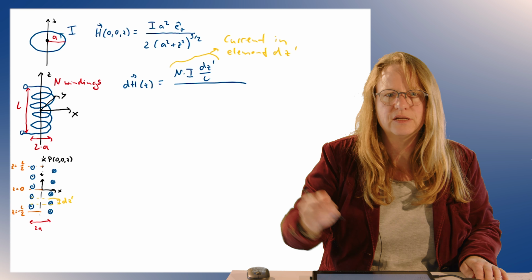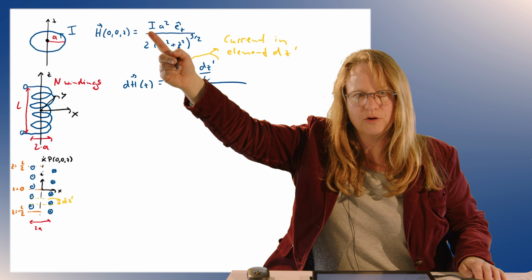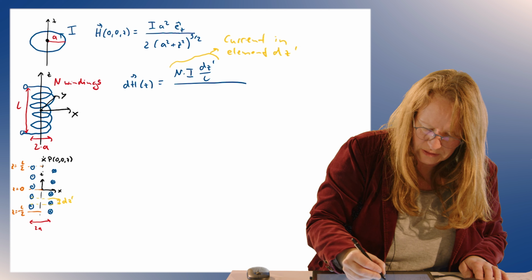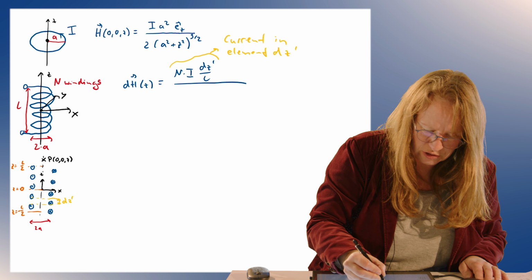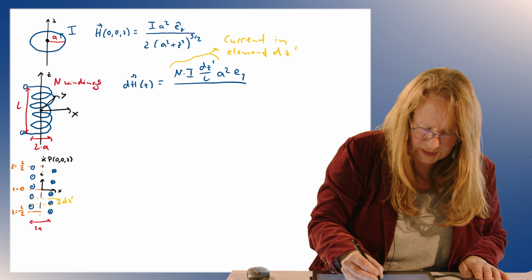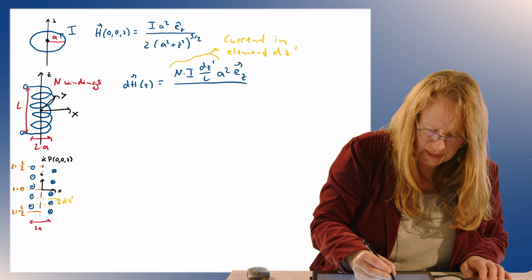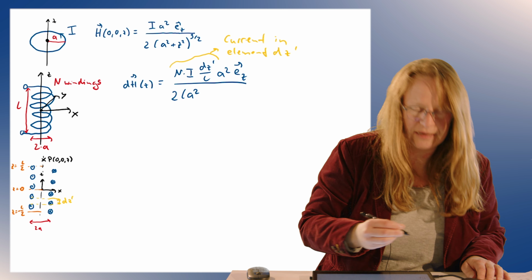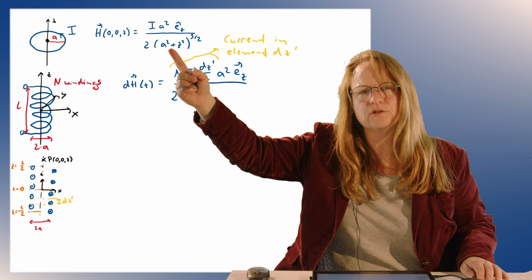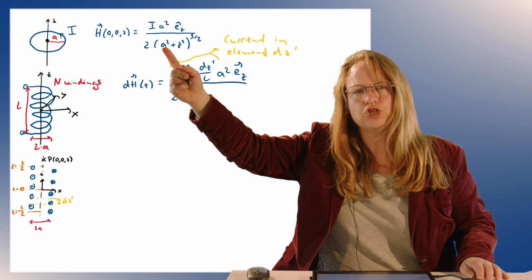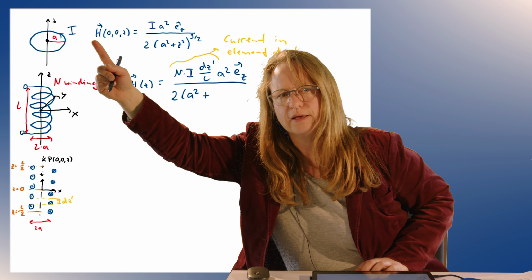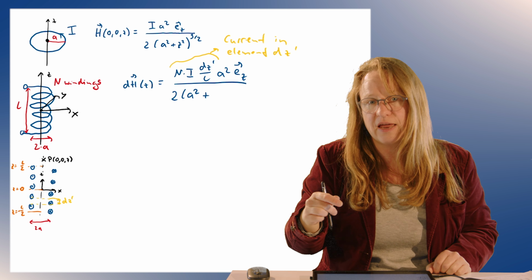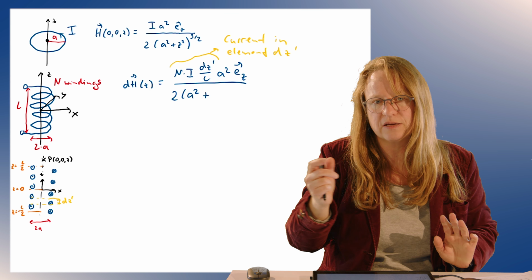Okay, so this we then need to multiply with the radius a squared. So we take this times a squared times the vector ez, and then divided by 2 times a squared plus, and now we have to pay attention again: this z squared here is for the condition that the coil is within the xy plane, and then we have exactly the distance to point P given by z.